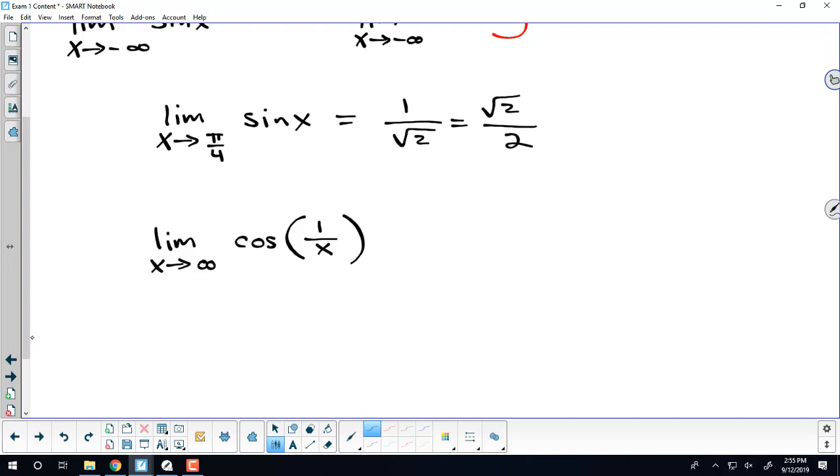What does the argument approach as x approaches infinity? 0. So this limit is approaching cosine of 0, which is 1. Yeah, 1 divided by infinity, which is an arbitrarily small number. So 1 over a large number, or any fixed number over a large number, is getting smaller and smaller.